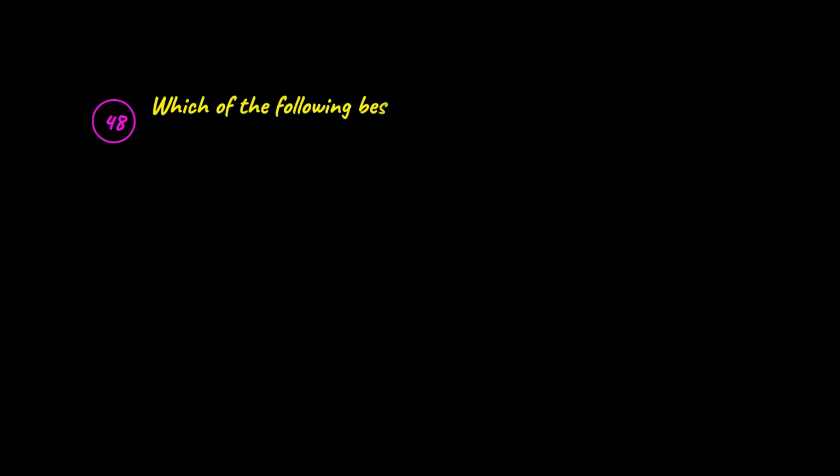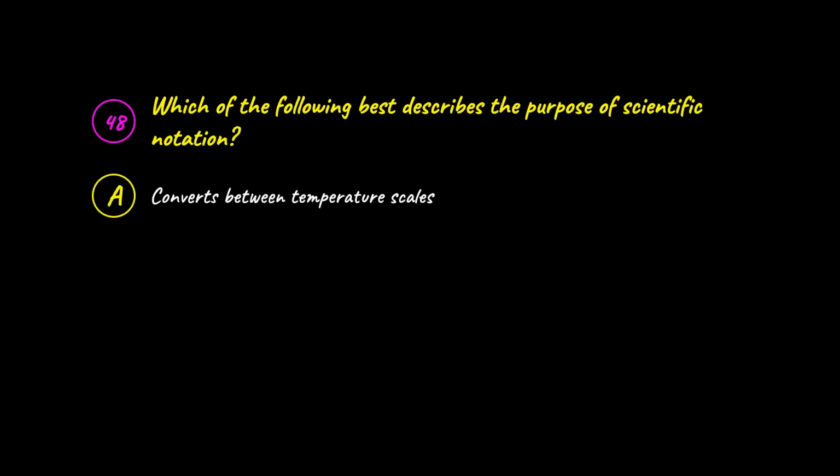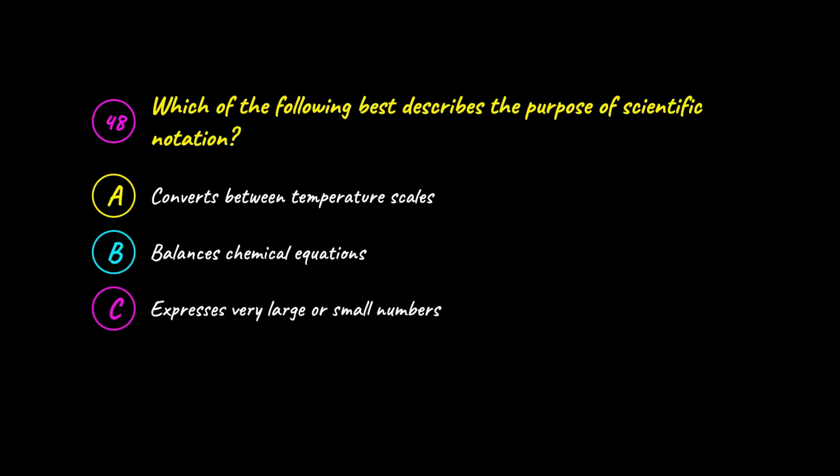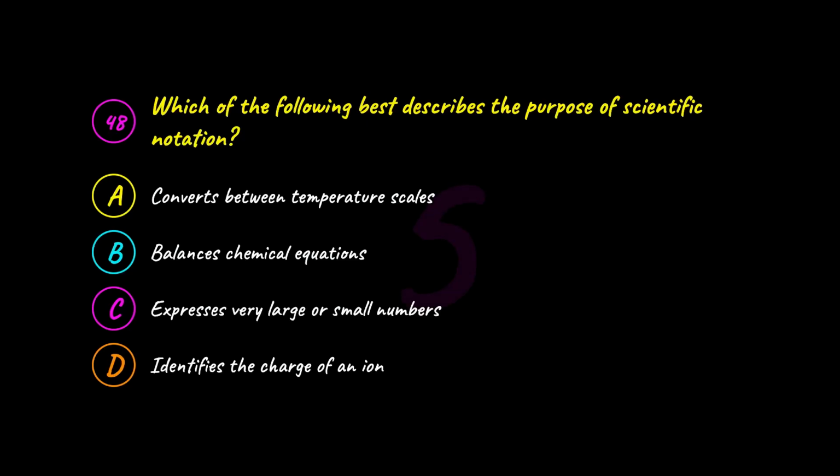Question 48. Which of the following best describes the purpose of scientific notation? Your options are: A. Converts between temperature scales. B. Balances chemical equations. C. Expresses very large or small numbers. D. Identifies the charge of an ion. Got a guess? Lock it in.